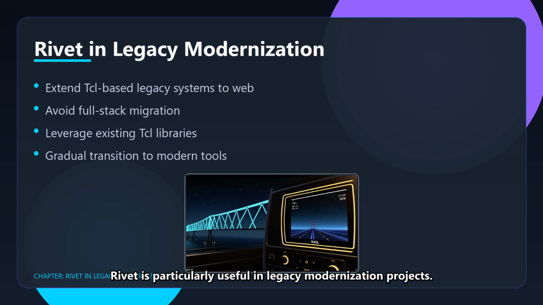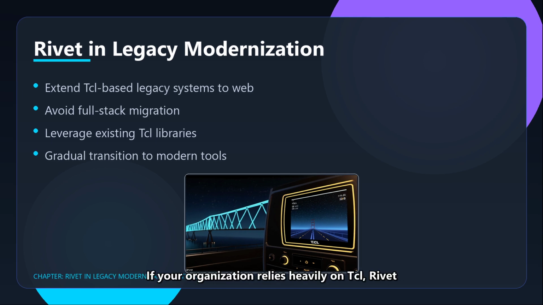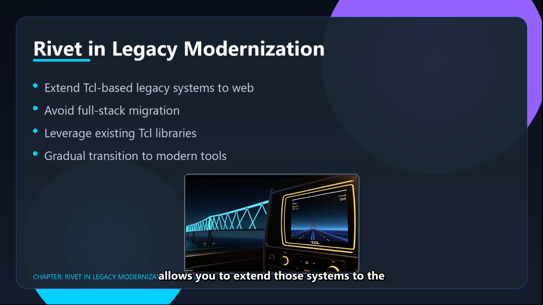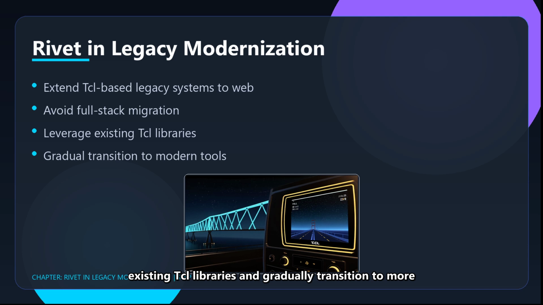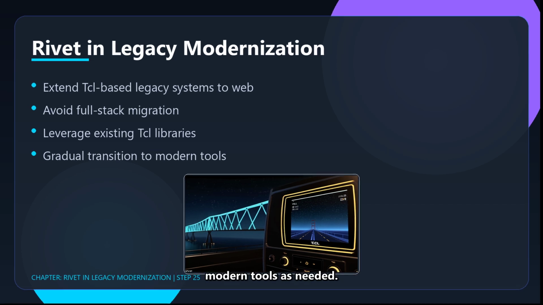Rivet is particularly useful in legacy modernization projects. If your organization relies heavily on TCL, Rivet allows you to extend those systems to the web without a full-stack migration. You can leverage existing TCL libraries and gradually transition to more modern tools as needed.